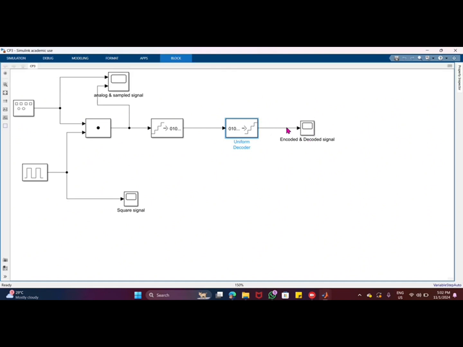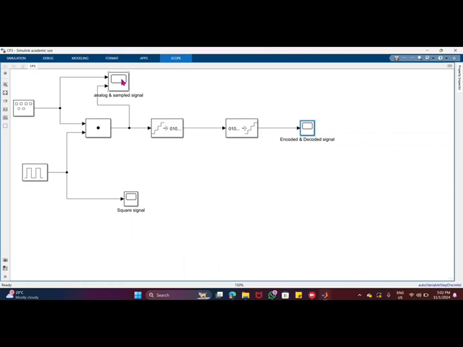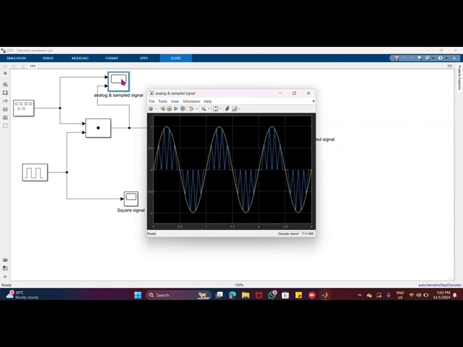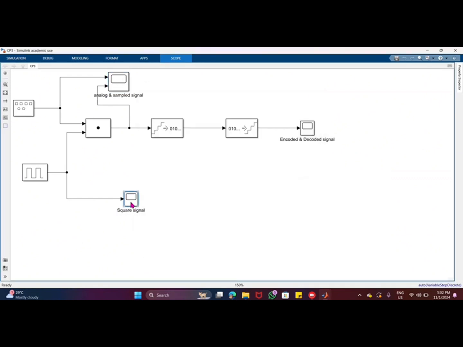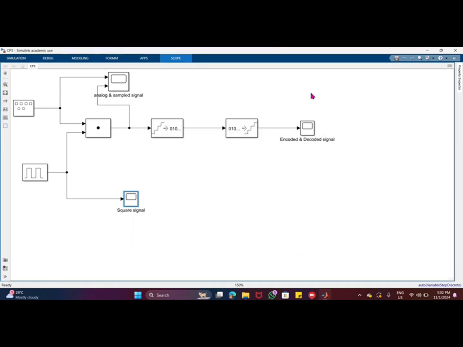We run the Simulink, then we get this output signal for the encoded and decoded signal. Next, we get the output of the analog and sampled signal. The last one is the output of the square signal. So these are all the outputs for Simulink for question 1.